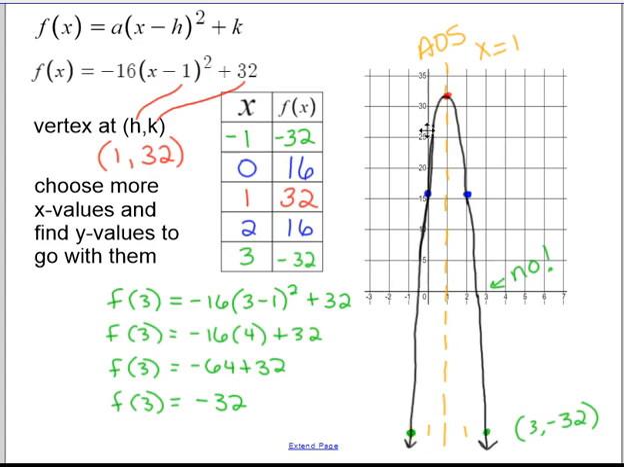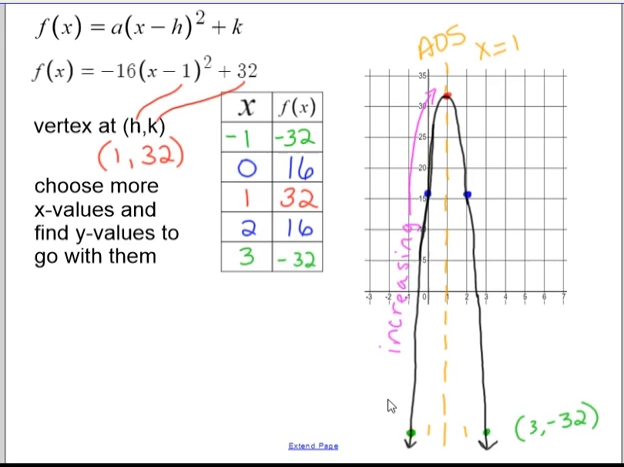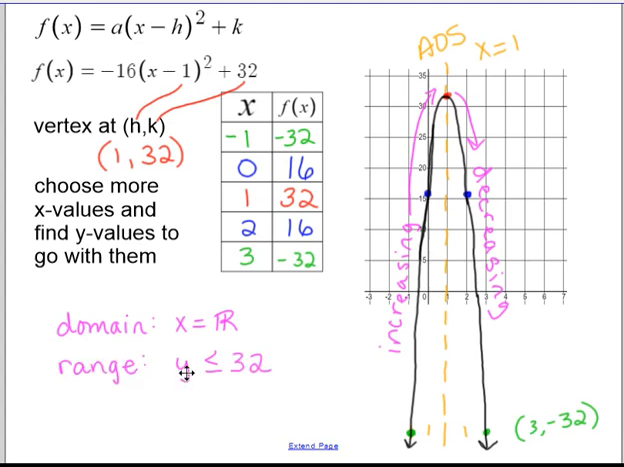When we draw that parabola, make sure that it's not a V, it is rounded at the vertex, not pointed at the vertex. We see that on the left side of the vertex, it is increasing, and on the right side of the vertex, it is decreasing. Again, the domain is x is all real numbers, and the range is y is less than or equal to 32, and that 32 is the y value of the vertex, the largest that y can ever be.